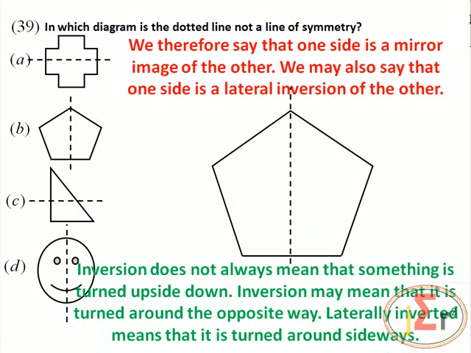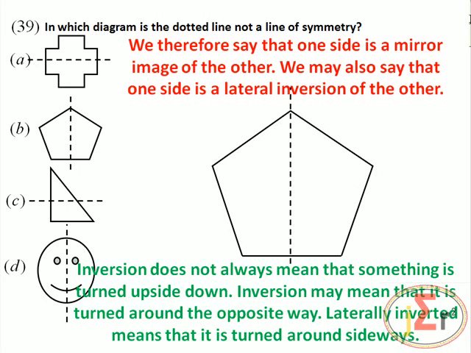What is an inversion? An inversion, as some of us imagine, even at a much higher level than grade 4 numeracy, is something that someone imagines is turned upside down. Inversion does not always mean that something is turned upside down. Inversion may mean that it is turned around the opposite way. Laterally inverted means that it is turned around sideways.